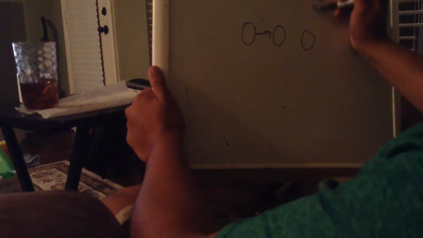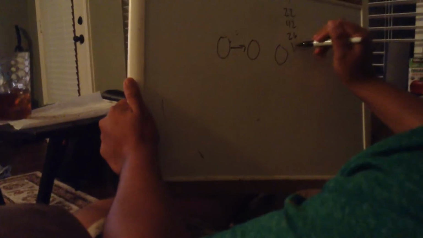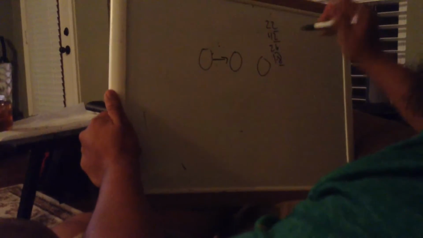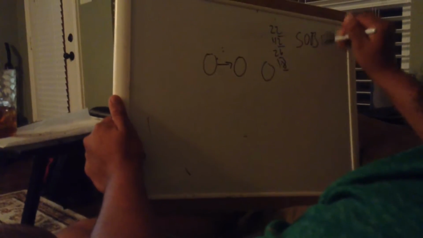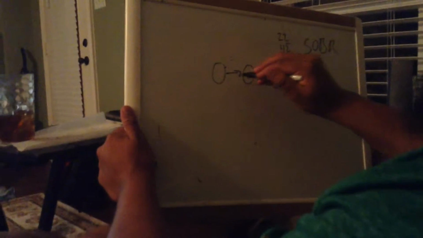Okay, so those are the plays that end in, let's say, a 22, a 42, 26, an 18. All these even numbers right here, plays going right. SOBR. Okay, so you're taking a lateral step flat down the line.